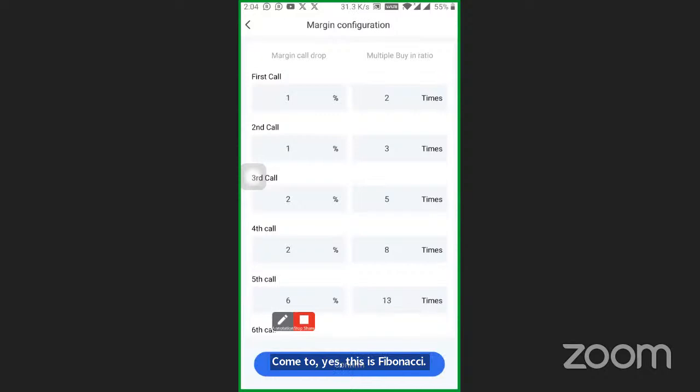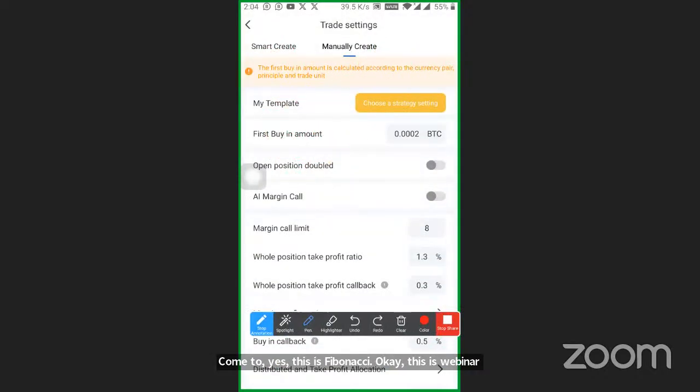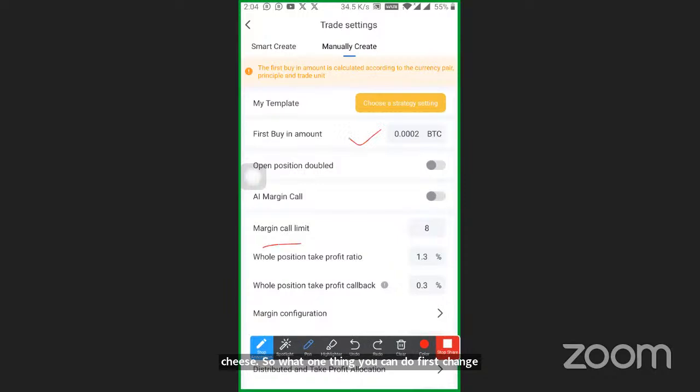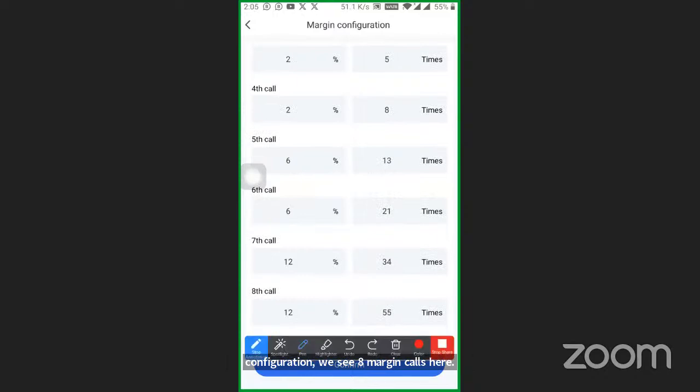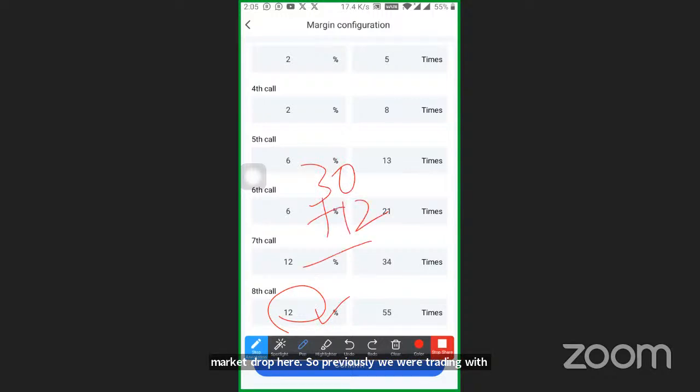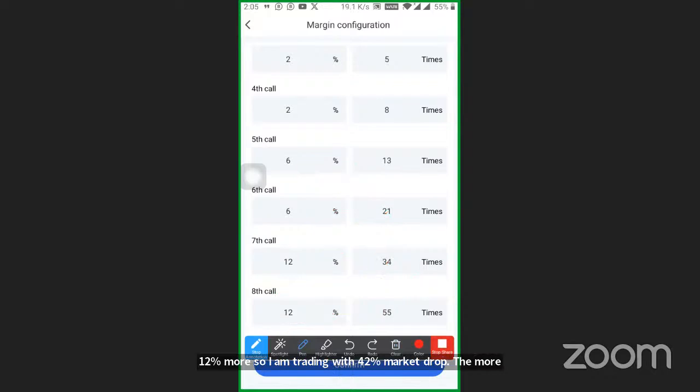Okay, this is Fibonacci. So the first change you can make, everything remains the same. The only thing is you can increase one more margin call here. Remember, we were trading 7 margin calls before. Now I have added 8 margin calls. So when we go to margin configuration, we see 8 margin calls here. And the 8th one can also allow you to have more market drop here. Previously we were trading with 30%. Now I have added 12% more, so I am trading with a 42% market drop. The more margin calls we have, the more market drop we can cover. So this is one advantage.